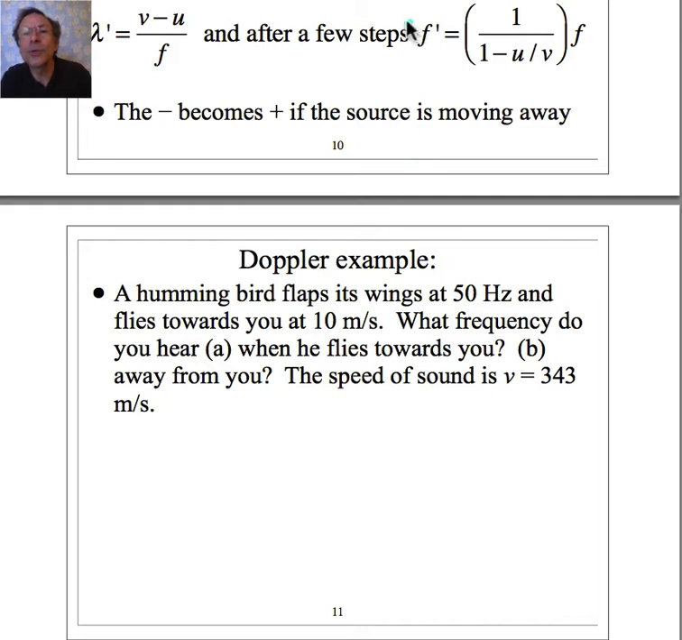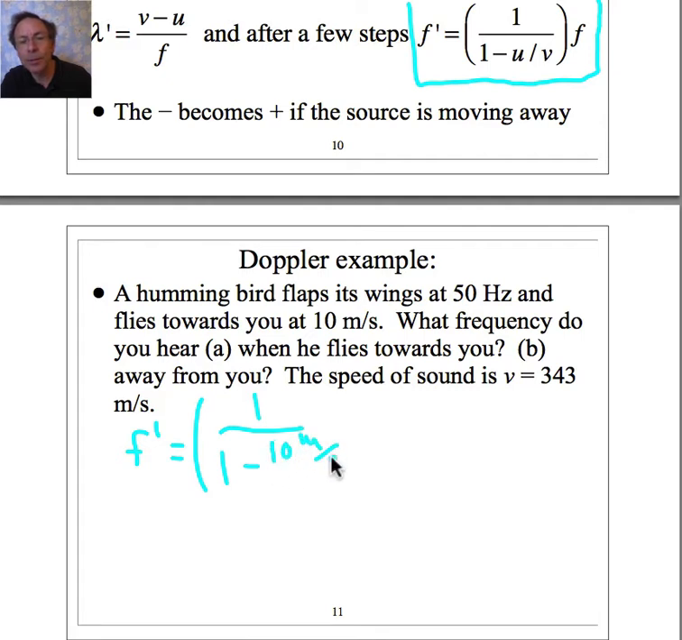I'm going to use this formula right here, and let's get started on it. So F prime is the frequency that I'm going to hear, and I'm going to multiply this by 1 over 1 minus his speed. U is his speed, 10 meters per second. And I'm dividing that by the speed of sound, 343 meters per second. And that multiplies his original frequency, the humming, at 50 hertz.